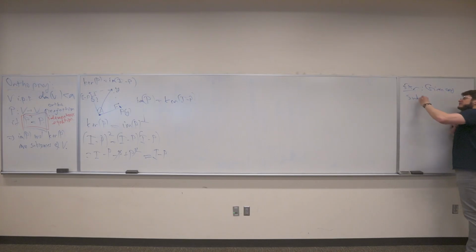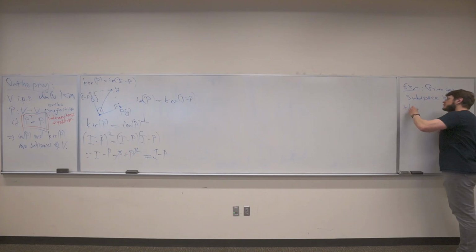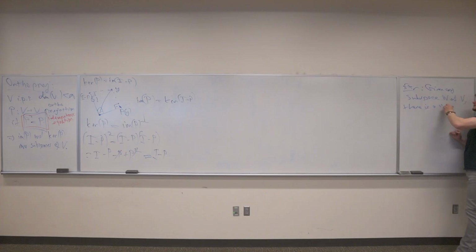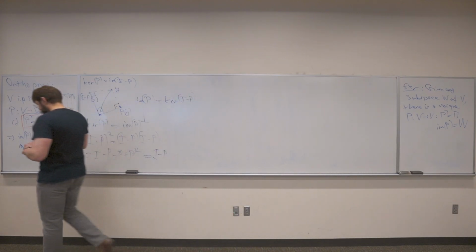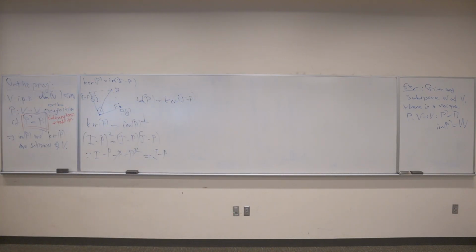Given any subspace W of V, there is a unique P such that P squared equals P and the image of P equals W. And consequently, the kernel is W perp. So you can, in fact, think about subspaces of any space, or alternatively, you can think about the space of orthogonal projections. Pretty nice.